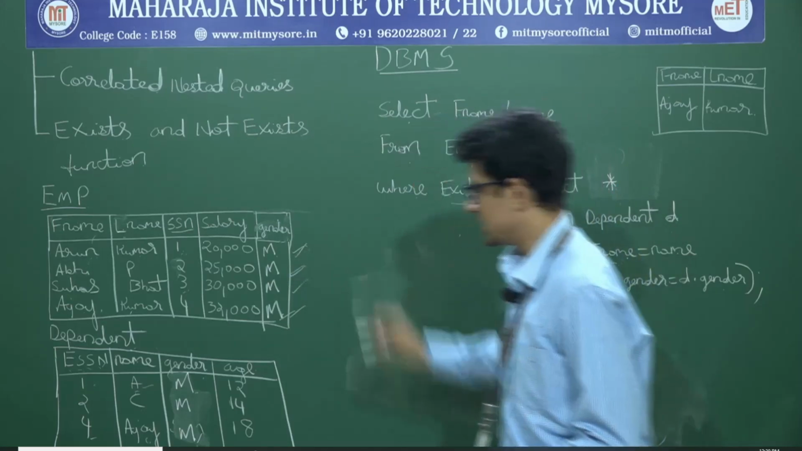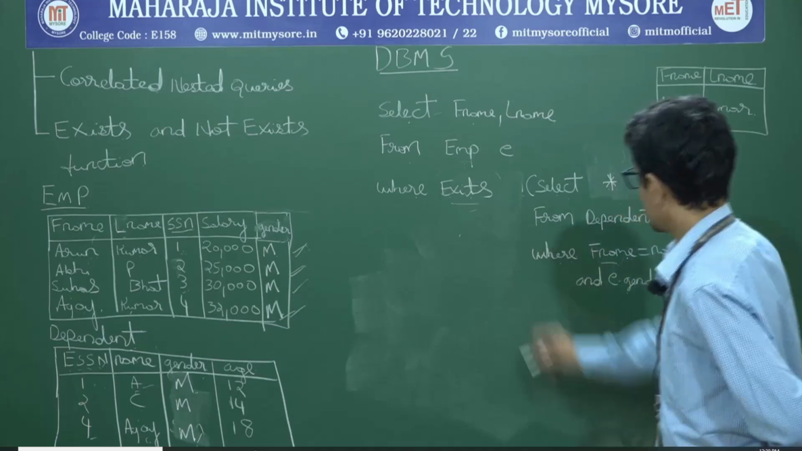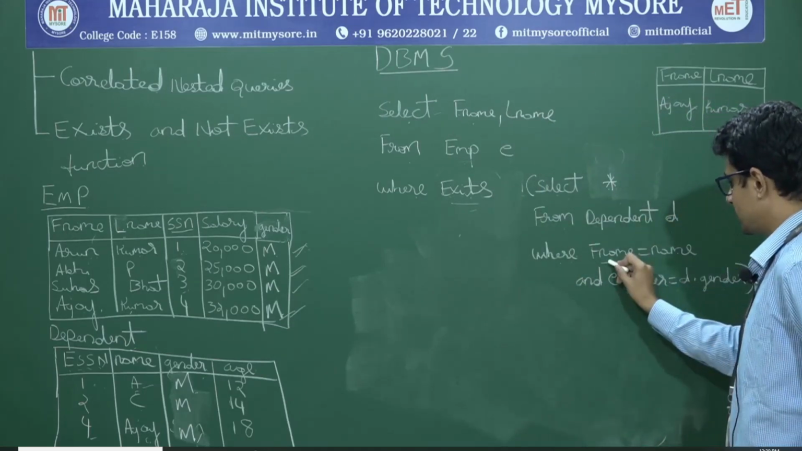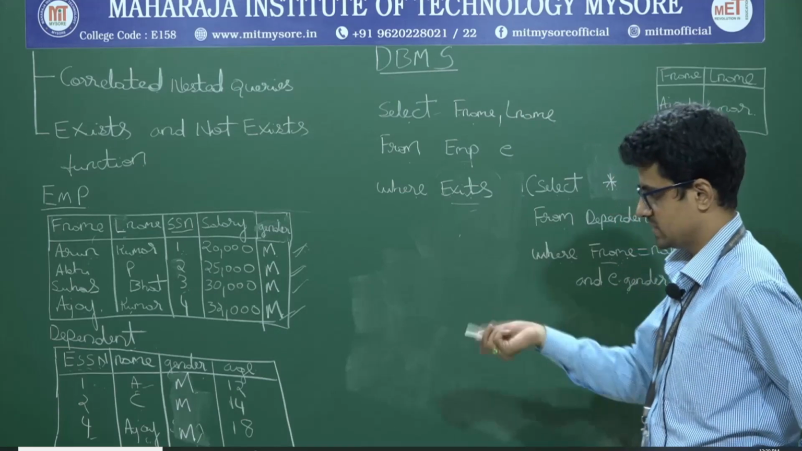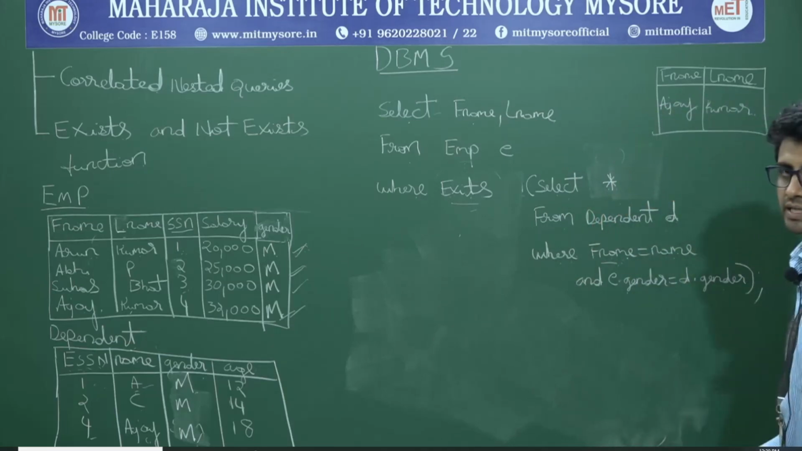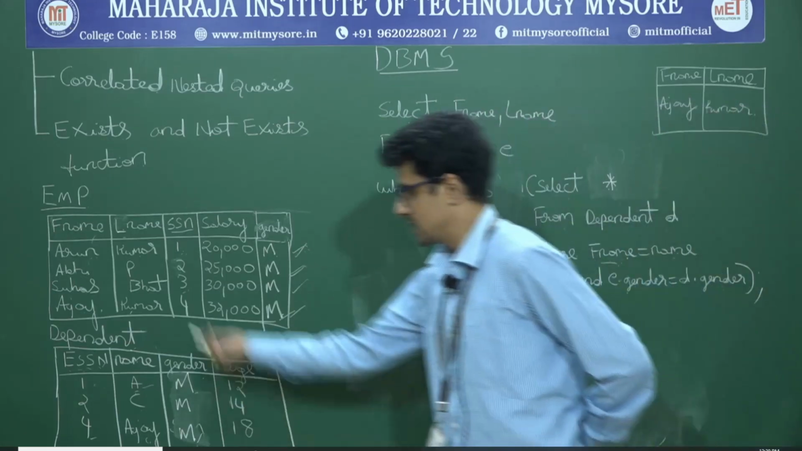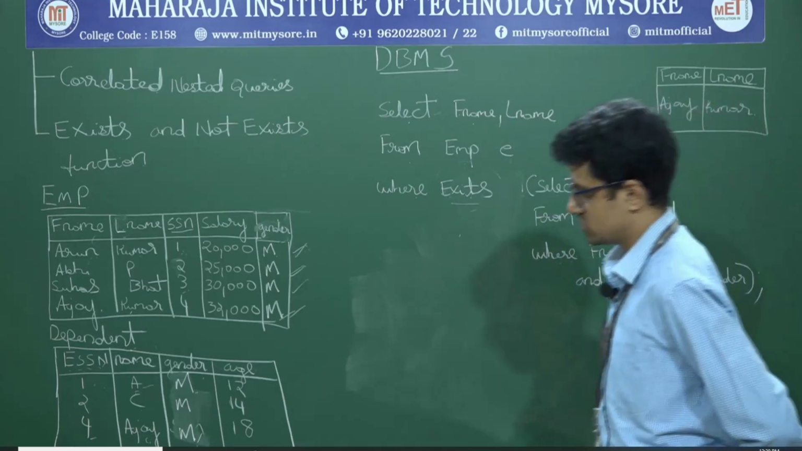Okay, second row I will take. That is Abhi. So again it enters the whole condition. The first name is checked with all the values of name. There is no name Abhi in your dependent table, so automatically it returns nothing, again false. Again for 3 also it is false.